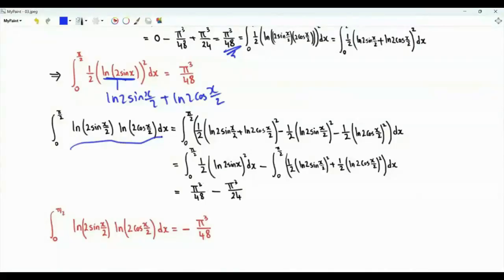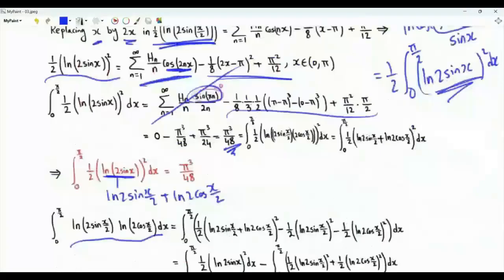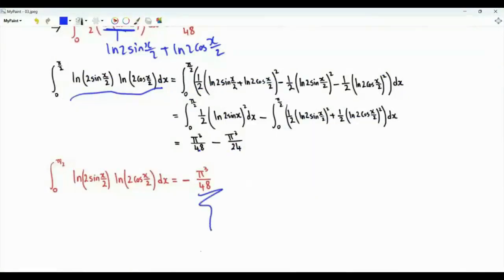Then our integral of interest is pi cubed over 48 minus pi cubed over 24. This is minus pi cubed over 48.